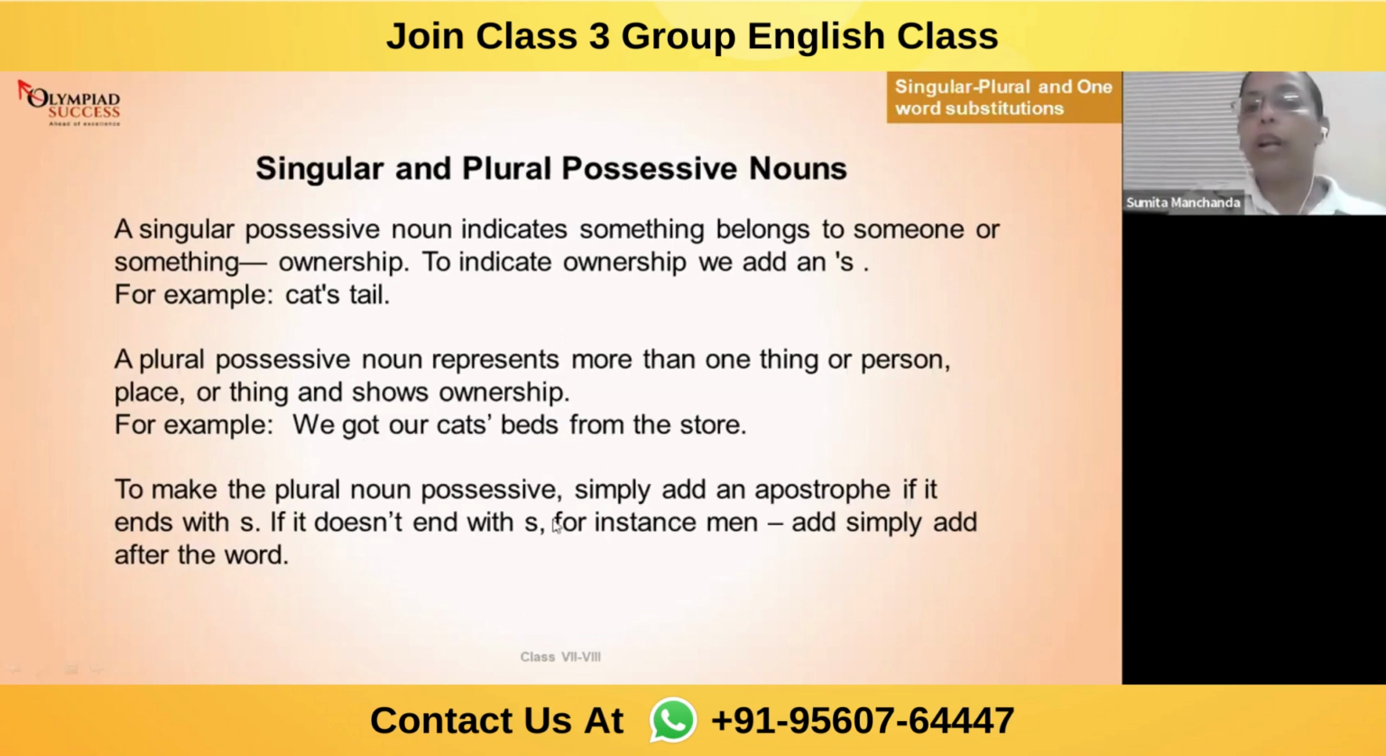So to make the plural noun possessive, simply add an apostrophe if it ends with S. If it doesn't end with S, for instance, men, simply add apostrophe S after the word. Now, one minute, I'm just moving this. Now, for example, I'll show you the next slide.